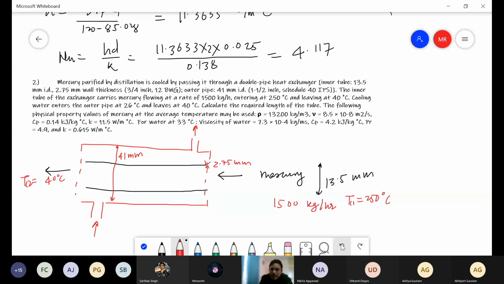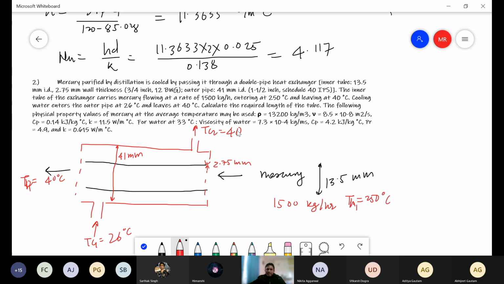Hot fluid is mercury, na? So this will be TH1 and this will be TH2. TC1 here will be the temperature entering at 40 degrees Celsius. Just a minute. Cooling water enters at 26 degrees Celsius, and leaving at TC2 at 40 degrees Celsius.